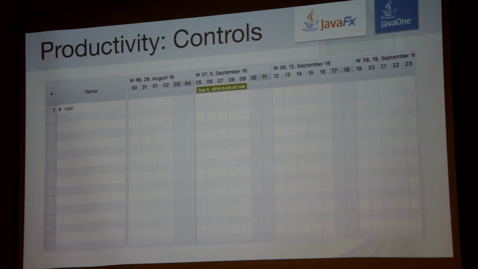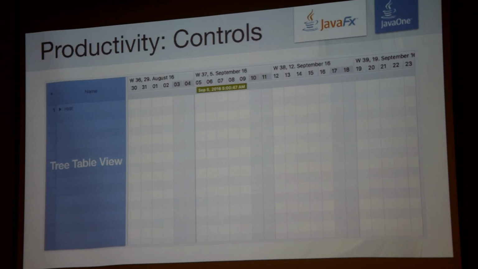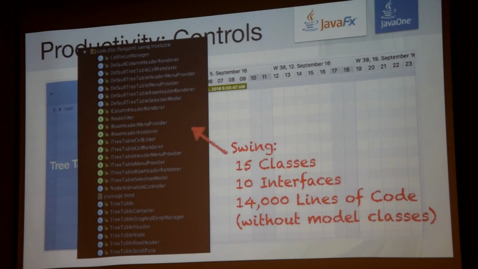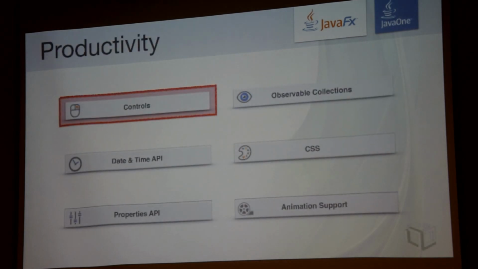Right. So one example now in the context of FlexGantt. This is FlexGanttFX, the JavaFX version, and here you can see that on the left-hand side there's a tree table view, which now exists in JavaFX. In Swing, I had to implement that myself, and I ended up writing 15 classes, 10 interfaces, 14,000 lines of code that I had to write just to do that left-hand side of the Gantt chart, which is not really the important part of the Gantt chart. You want the right-hand side with the timeline. So I had to write all of this code, and even more because the model classes are not even listed here. Okay, so all of that I did not have to do anymore in JavaFX.